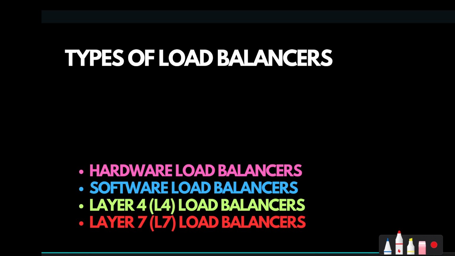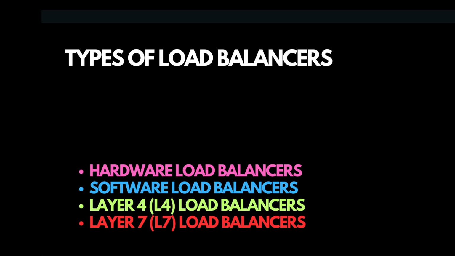Okay, so we'll talk about types of load balancers. We have hardware load balancers. It's a physical appliance offering high performance and dedicated processing, but they are expensive and less flexible. We have software load balancers. These are applications that run on standard servers. They are more flexible, scalable, and cost-effective, dominating modern cloud deployment.